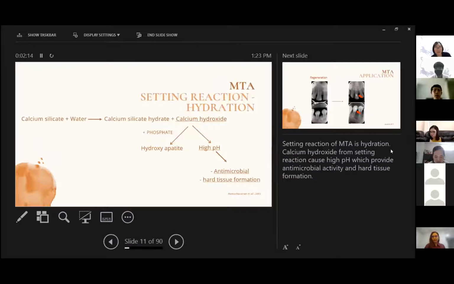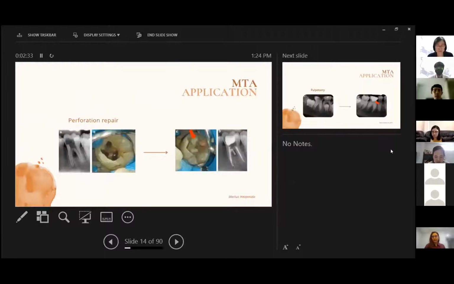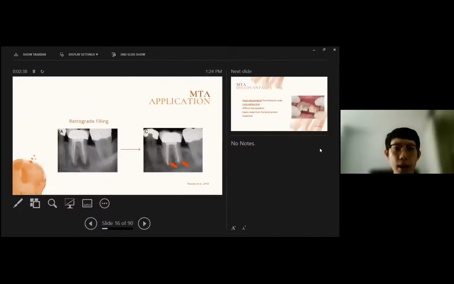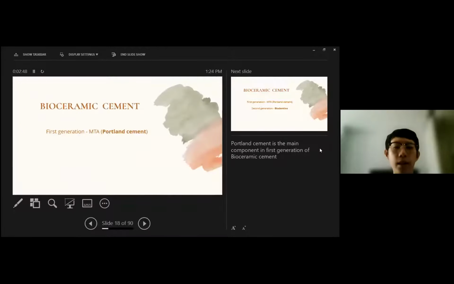Setting reaction of MTA is hydration. Calcium hydroxide from setting reaction causes high pH, which provide antimicrobial activity and high tissue formation. MTA has been used in many types of root canal treatment with successful outcome, including regeneration, apexification, perforation repair, pulpotomy, and root-end fillings. However, MTA has some significant drawbacks, such as long setting time and tooth discoloration.